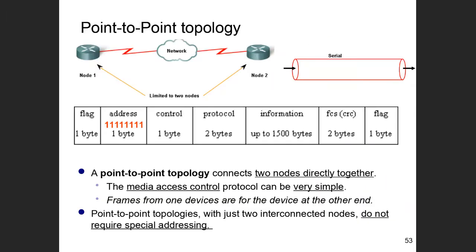So in a point-to-point topology, addressing really is not that significant because there's only me and the other guy. I know that everything I transmit, he'll hear. Like I'm the remote office and he'll be the home office. Everything the home office transmits to me, I'll hear. So the media access control protocol can be very simple. We don't have to listen first to see if anyone else is transmitting because there are just the two devices talking directly to each other.